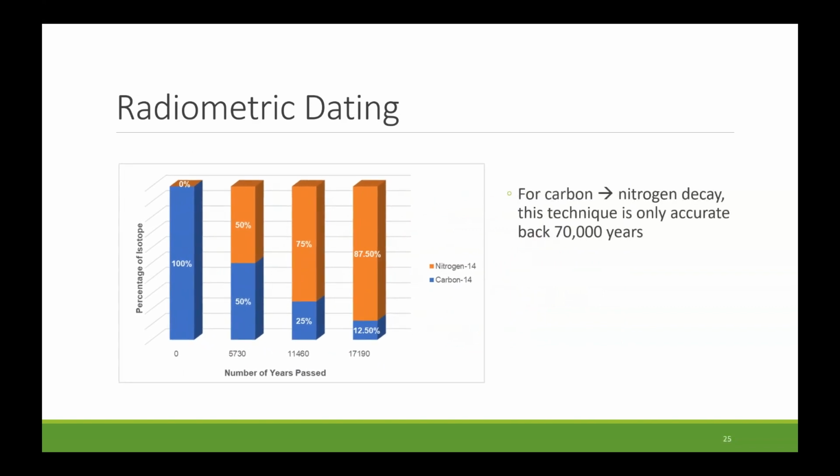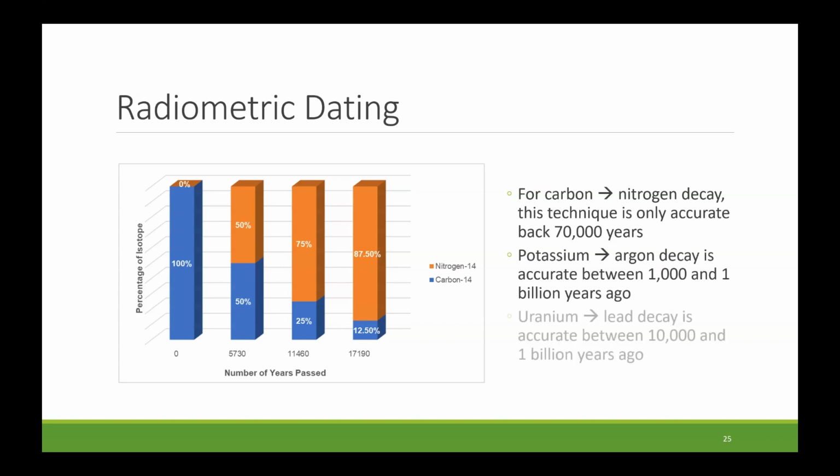Now, unfortunately, when it comes to radioactive carbon, this technique is only accurate going back about 70,000 years, because eventually the amount of radioactive carbon gets too small to measure. However, there are other radioactive elements that work the exact same way, but they are accurate going back much, much further. For example, radioactive potassium to argon decay is accurate for dates ranging between 1,000 and 1 billion years ago. And radioactive uranium to lead decay is accurate between 10,000 and 1 billion years ago.